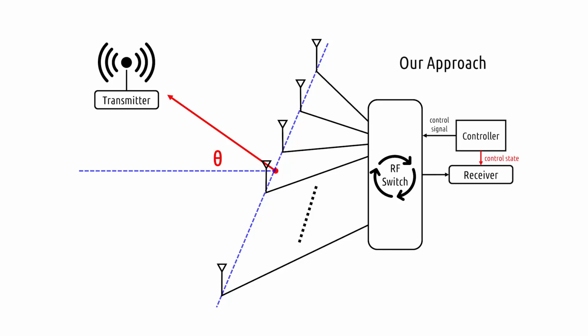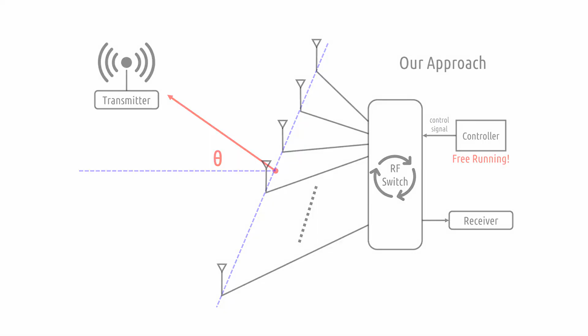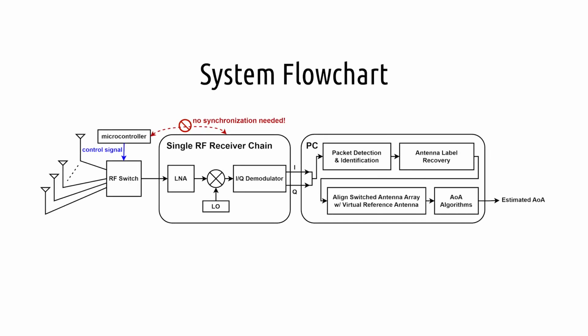In our approach, the RF switch runs freely in a predetermined switching pattern. The switch timing is recovered in the signal processing stage afterwards. Therefore, devices with just a single receiver chain can perform angle of arrival calculation without any modification. We choose BLE advertising packets broadcasted off a phone as our target signal.